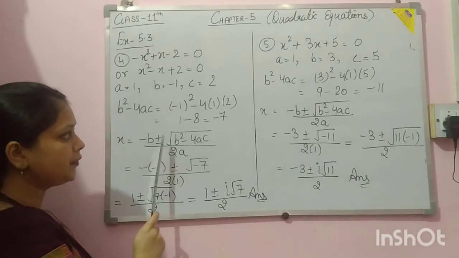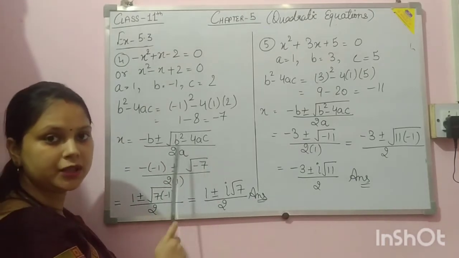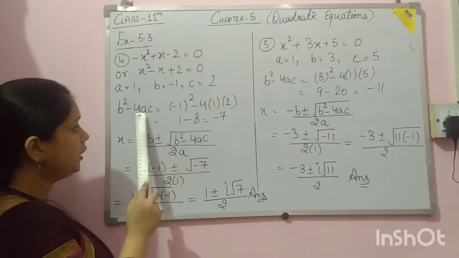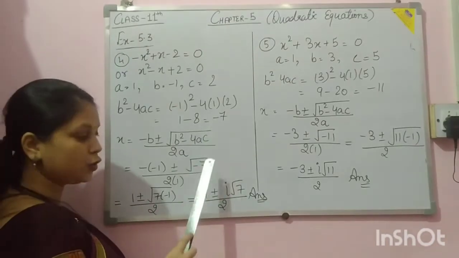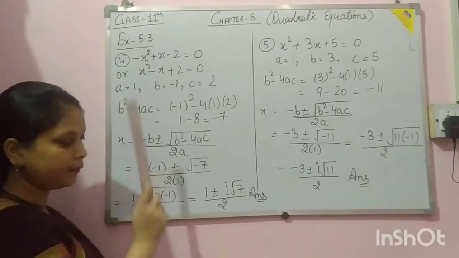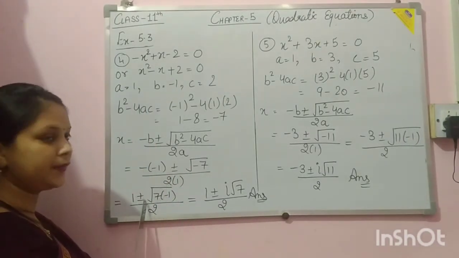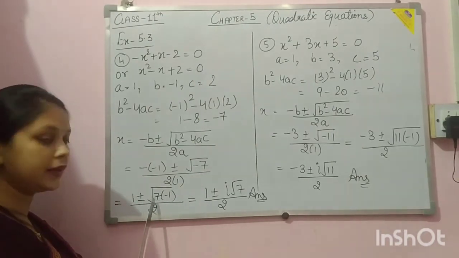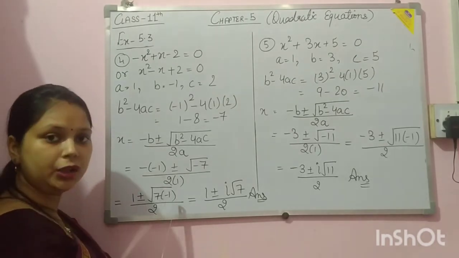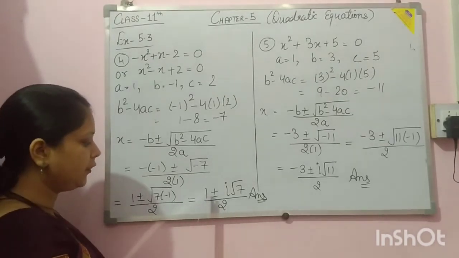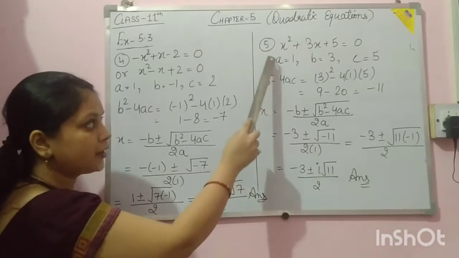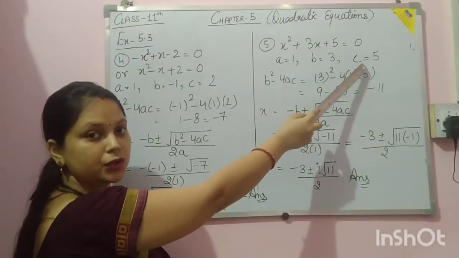Now x is minus b plus minus under root b square minus 4ac upon 2a. Now b is your minus 1, so minus of minus 1 plus minus. b square minus 4ac is minus 7, so put that minus 7 under the root directly upon 2 into a, that is 1. Now minus minus plus, so 1 plus minus under root minus 7 can be written as under root 7 into minus 1 upon 2. Now this under root minus 1 is iota. So we can say 1 plus minus iota root 7 upon 2 is the answer. Clear? Similarly, next question, x square plus 3x plus 5 equals to 0.